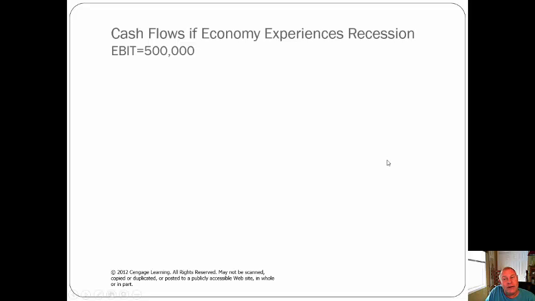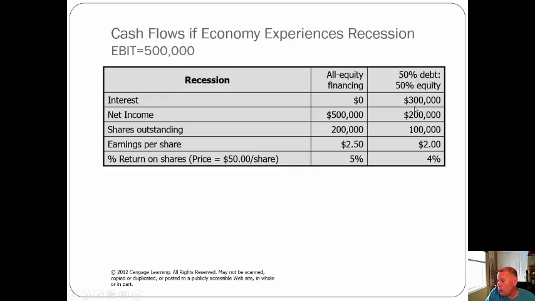Now, if the cash flow experiences a recession and things go down, we can see the same effect. 500,000 converts into $2.50 and 5% return, and that's with all equity financing. If we go to 50% debt, 50% equity, we've got 300,000 in additional expense. So 500 less 300 is 200,000, 100,000 shares, we have less. Earnings per share are $2. Return on the shares is now 4%, 2 divided by 50. So it's just another way of looking at the same thing.